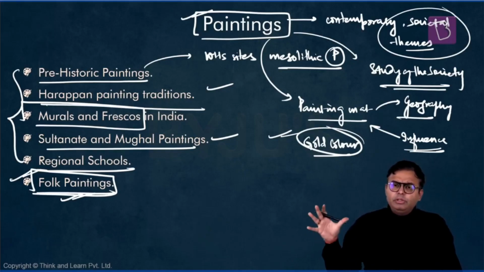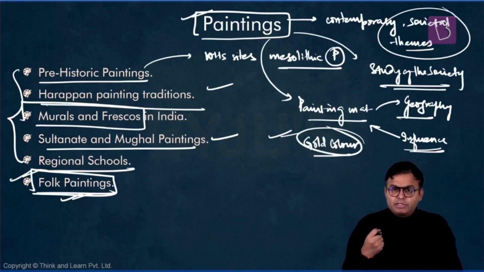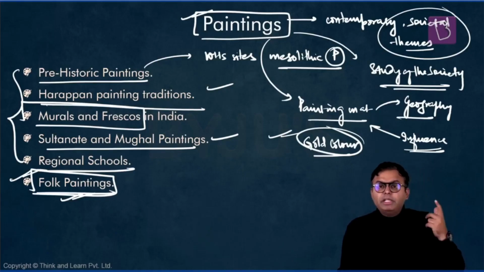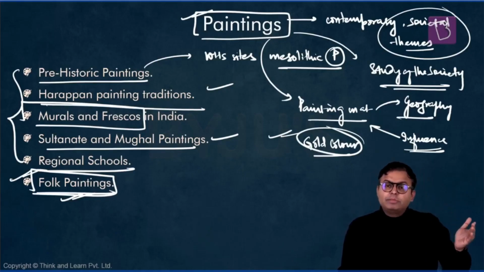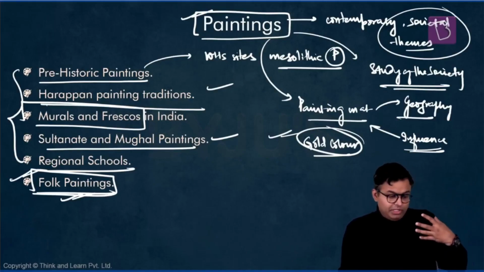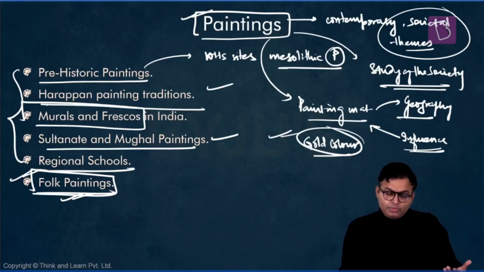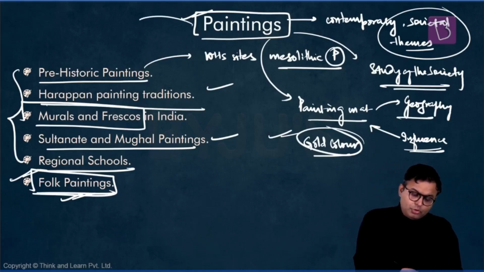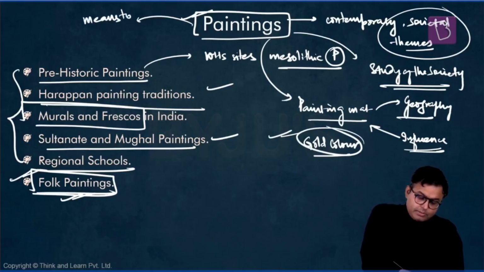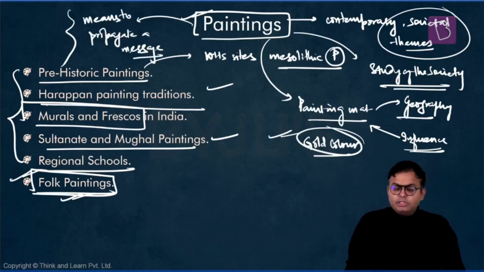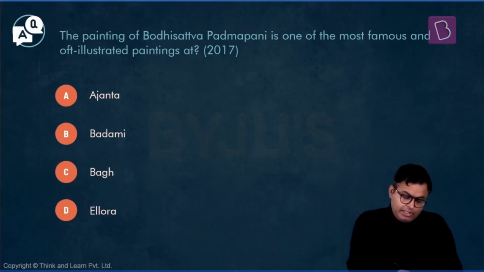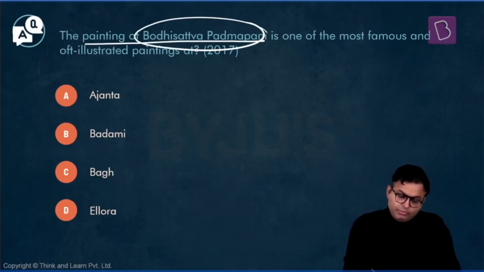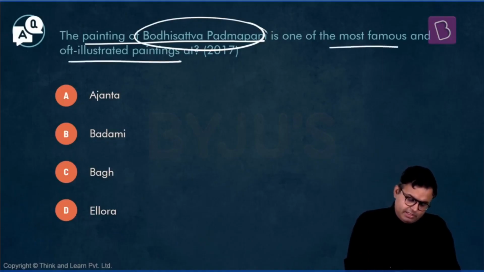So we will be doing Patachitra, Phad paintings, various painting materials, how the Phad paintings were used by the bards to transmit and disseminate the knowledge of epics when they traveled from village to village. So how paintings were also a means to propagate a message, the historicity, the evolution of paintings. Again, the painting of Bodhisattva Padmapani, Compassion, is one of the most famous and illustrated paintings at Ajanta.